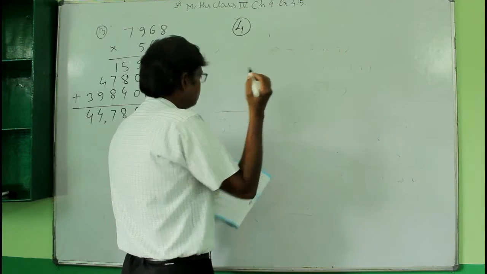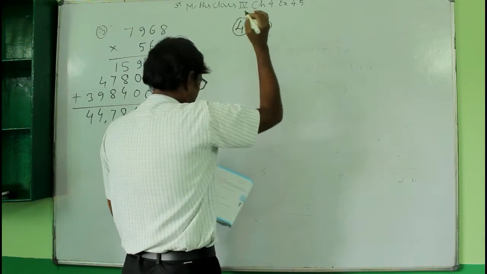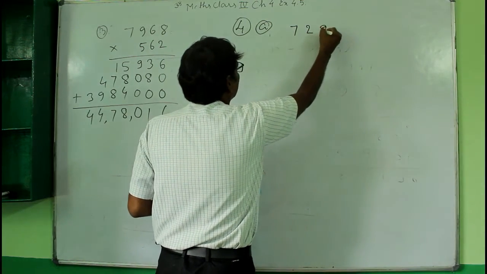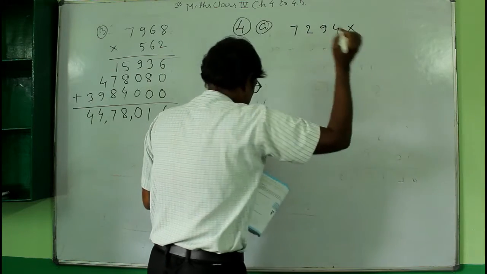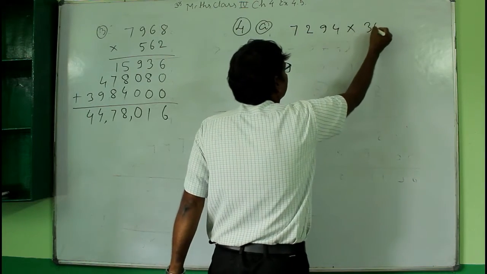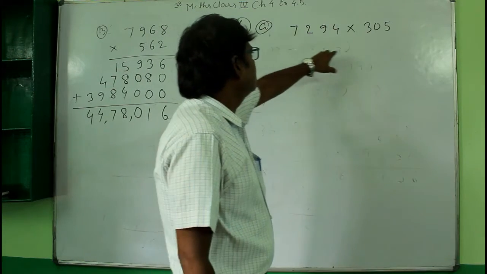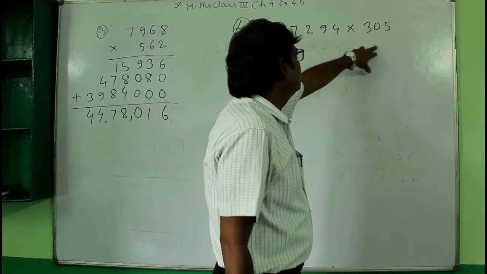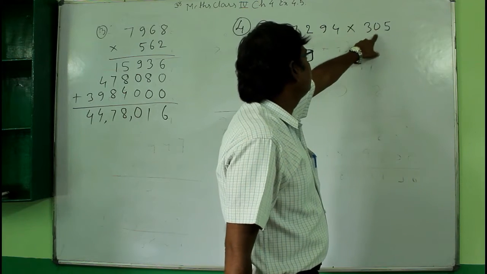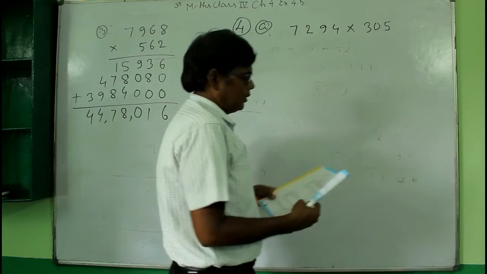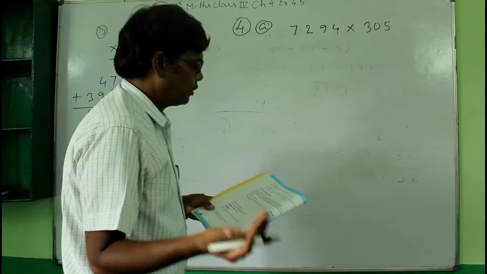So the question is question number A, 7,294, and the other number is here 305. Now see that here, because in this multiplier the tens digit is 0, if you multiply this with 0 then you will get 0 only. That is why you can do this question in 2 steps only.